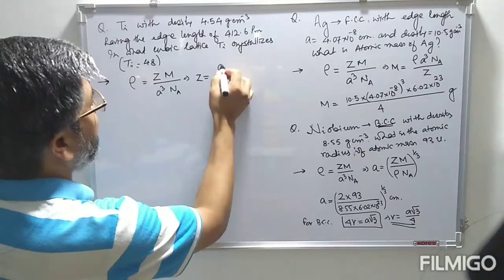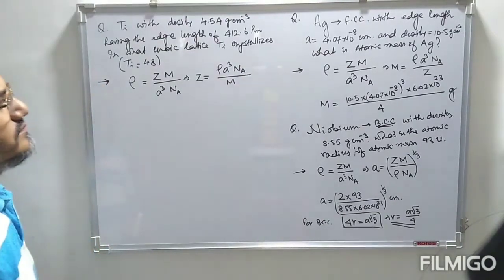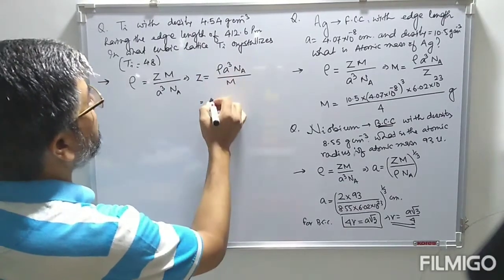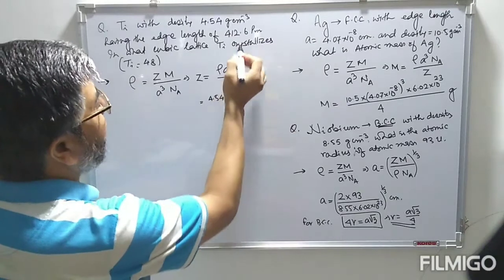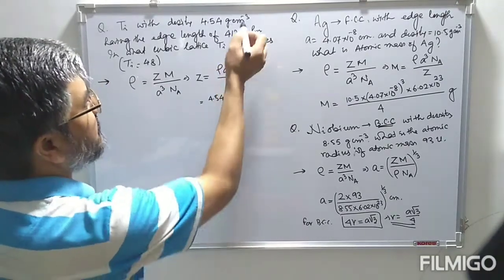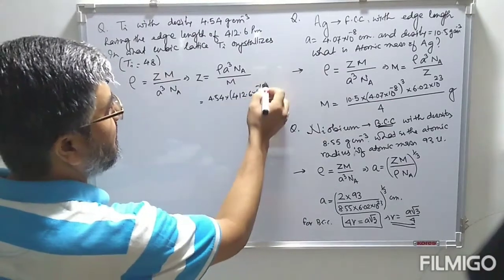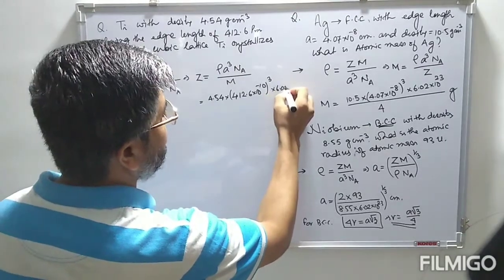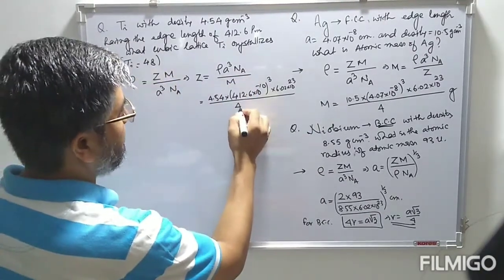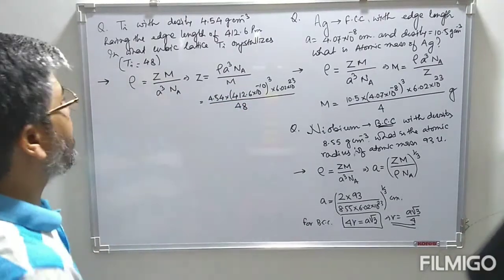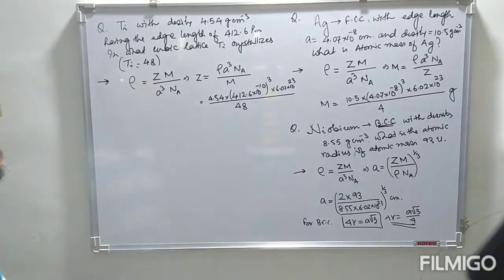So Z is equal to density a cube N A by M. So we have to look at this: density is 4.54 gram per centimeter cube. Edge length is given in terms of picometer, so this must be converted into centimeter. So this is 412.6 into 10 to the power minus 10 centimeter, cube. Avogadro number 6.02 into 10 to the power 23, divided by gram atomic mass, that is 48. So on solving this, we'll find the value of Z.